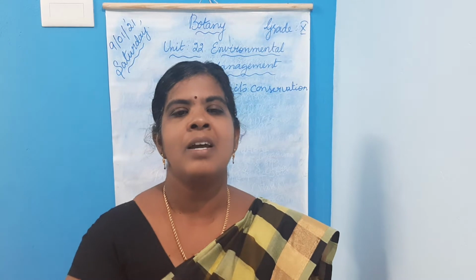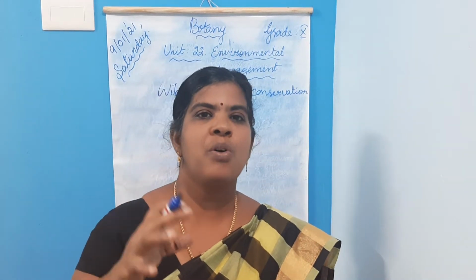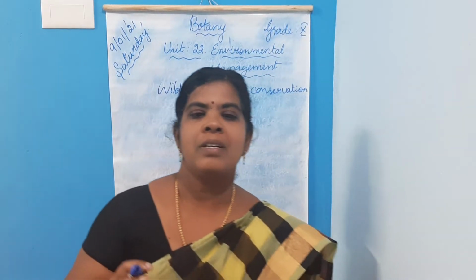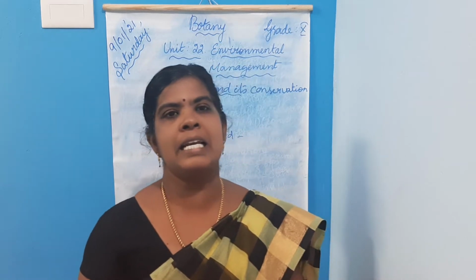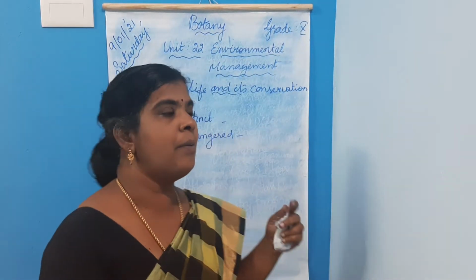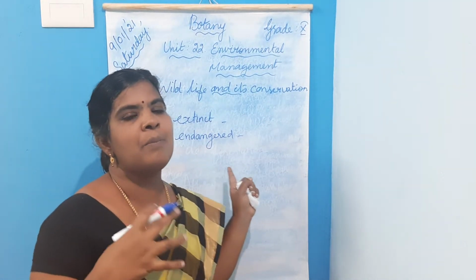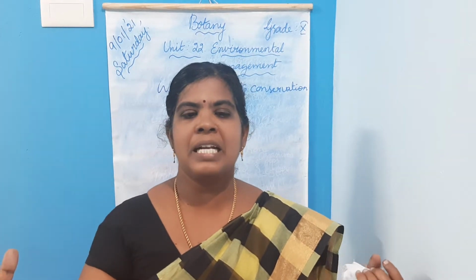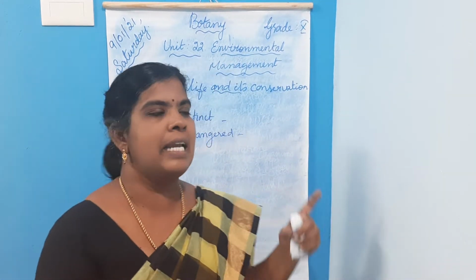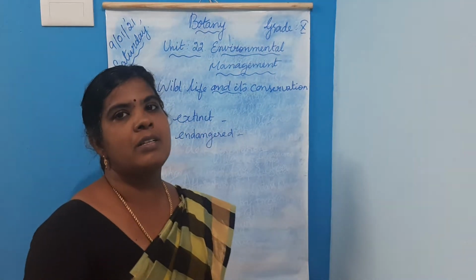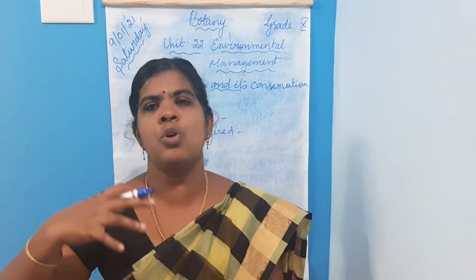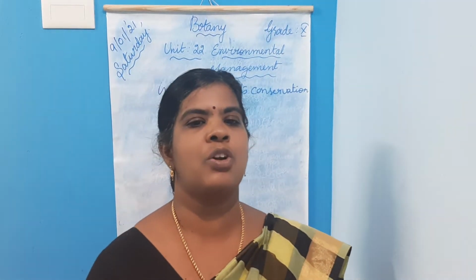How is the wildlife population going to become lesser? It is because of over-exploitation and shrinking of forest cover. Shrinking of forest cover areas resulted in animals becoming extinct. What do you mean by extinct? Species which are not there in this world, no longer existing. Some animals are threatened by some other animals and some are on the verge of extinction. Endangered, what is endangered?